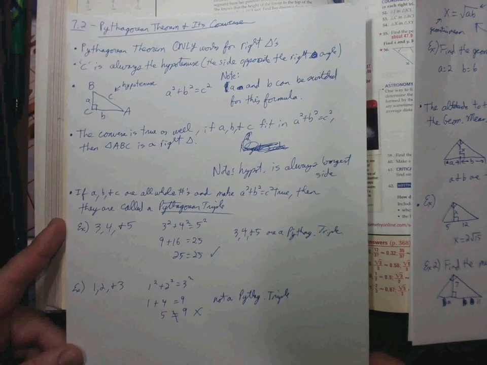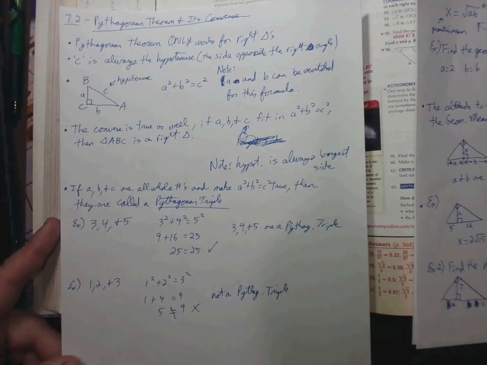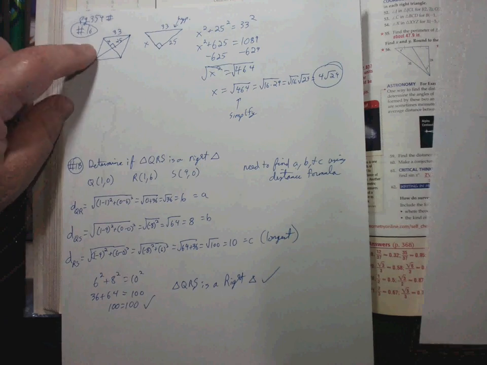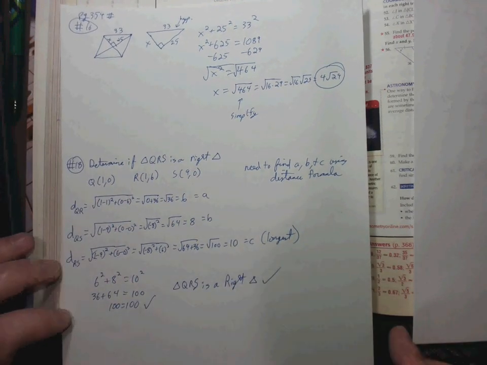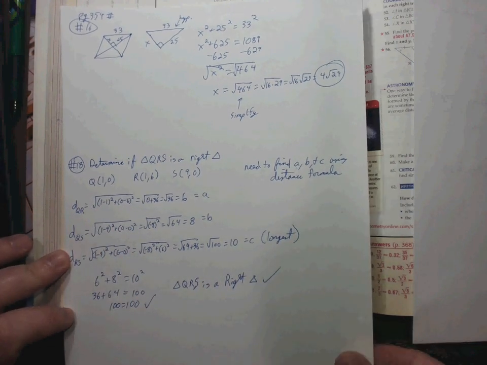The Pythagorean Theorem and its converse. I know these notes may be hard to read. This goes over number 16 on page 354, how to work it. And number 18, you have to use the distance formula 3 times.